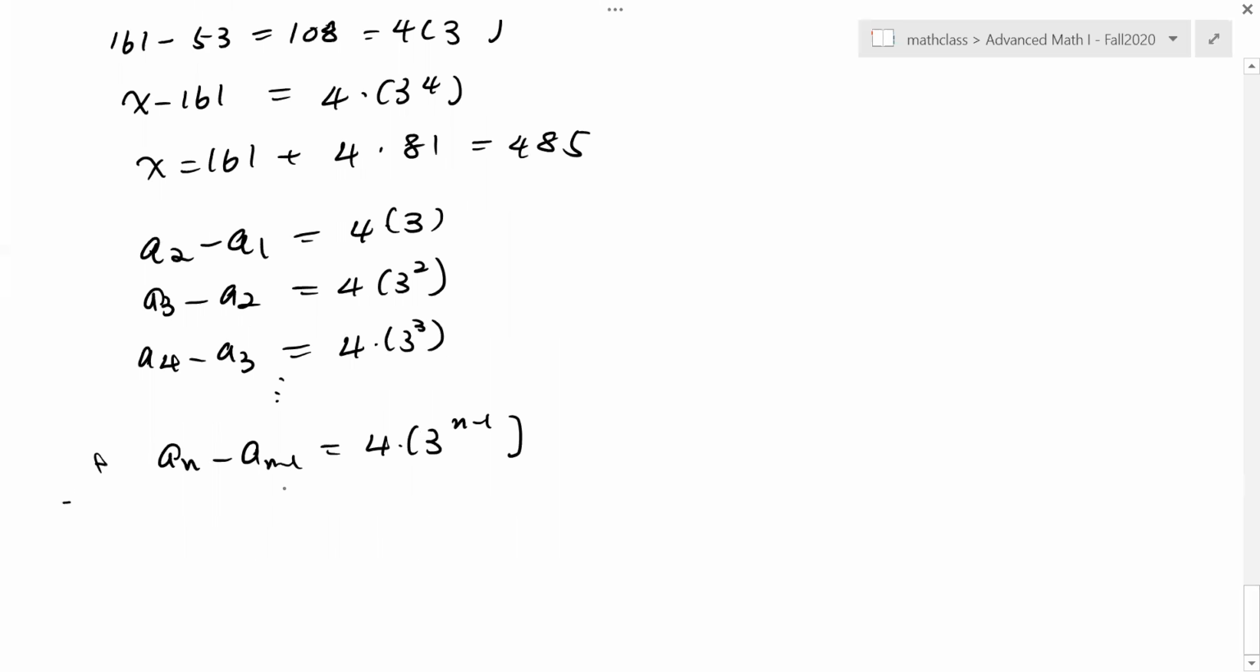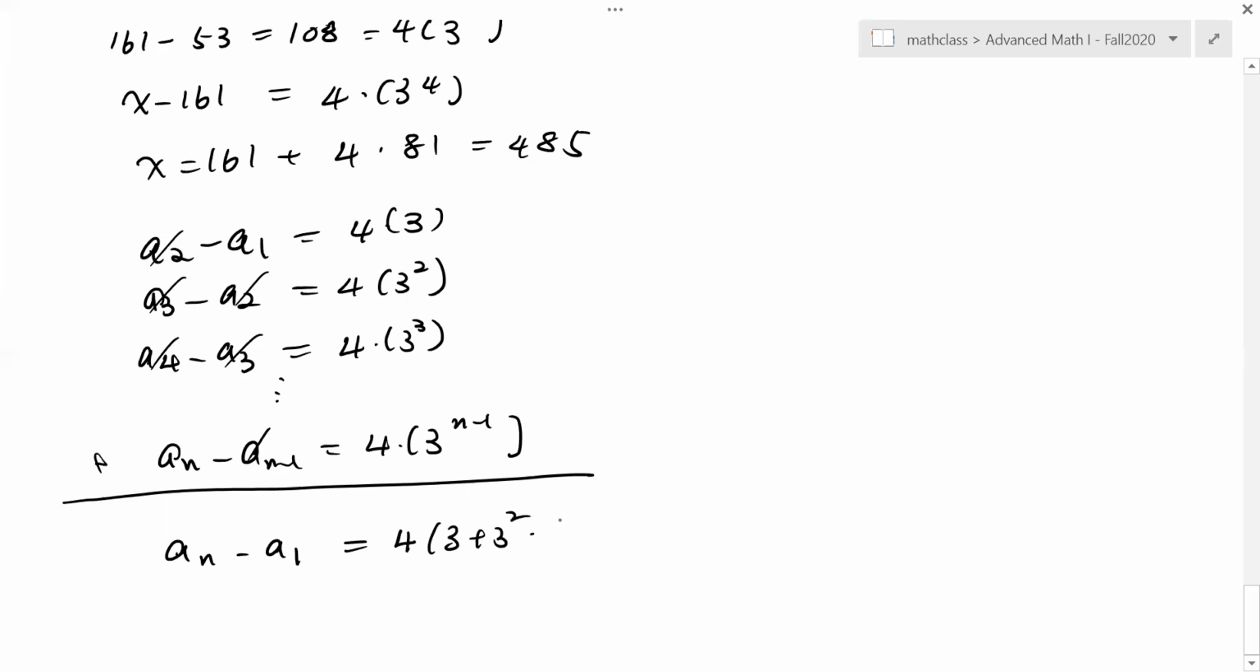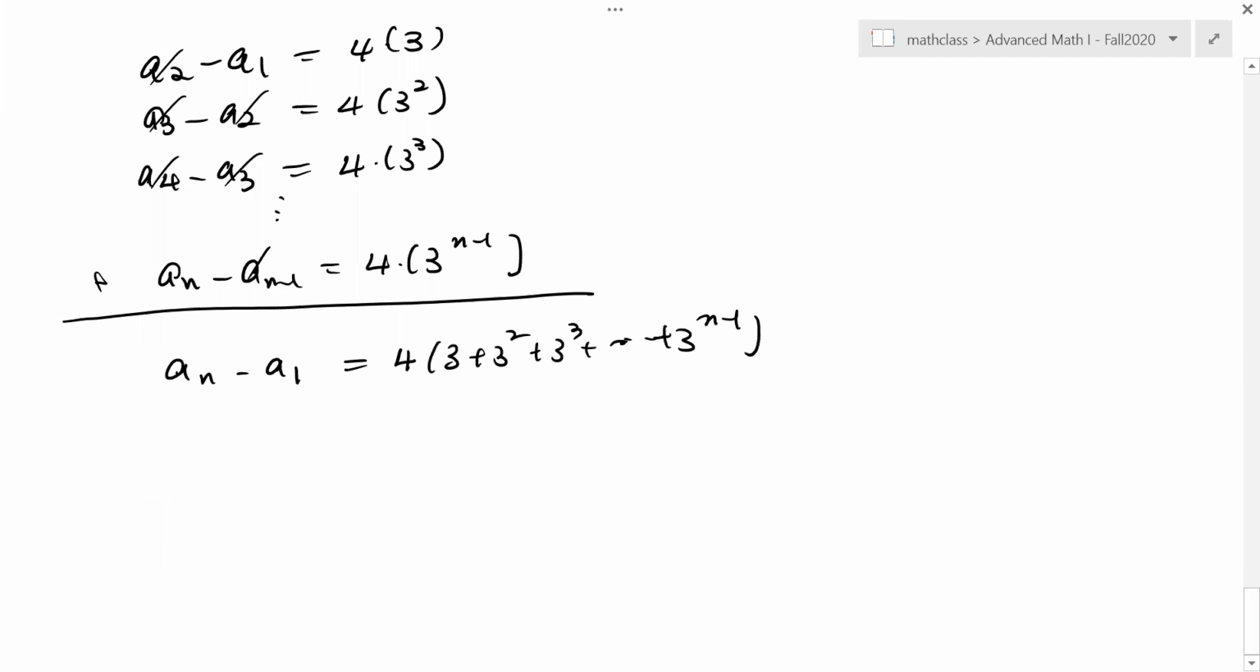Now, we play the same trick. You add it together, and all those terms cancel out. So what is left is An minus A1. And here you will get 4 times 3, 3 squared, 3 cubed, up to 3 to the n minus 1. A1 is 1, we know that, so 1 plus 4.